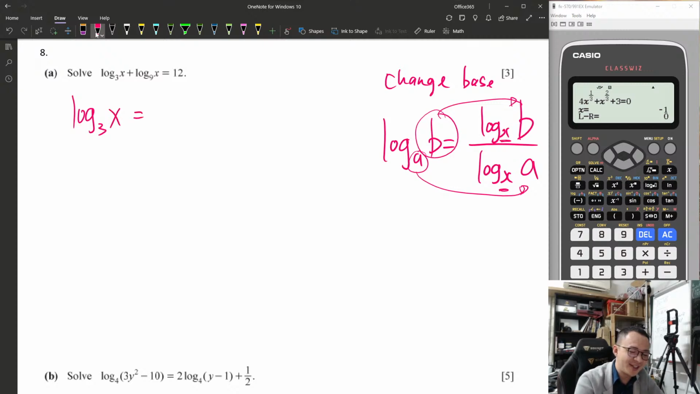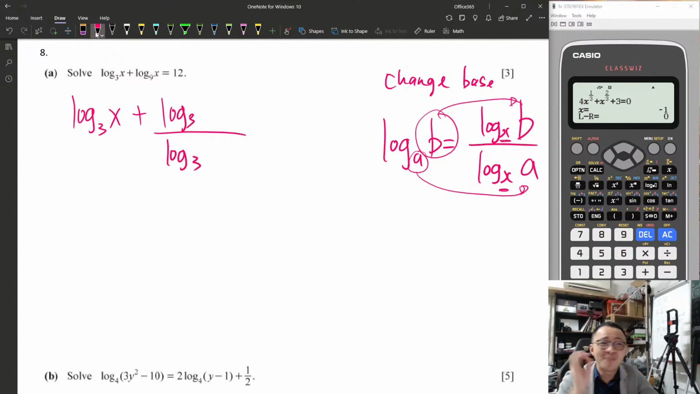Okay, let's see how I change the log 9. I don't want the log 9 because I want both of them to have the same log base 3. So I will change to the base I want, which is 3. This 3 is the number I want, so if I want 27, I can change the base to 27. If I want 99, then I will change all the base to 99. In this case, why do I write a 3 there? Because I want log base 3. Okay? Then x right at the top, 9 right at the bottom equals 12.